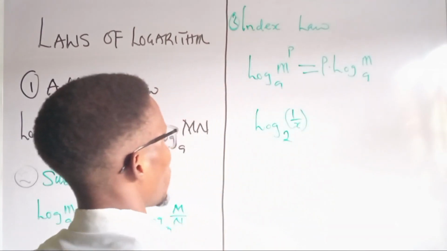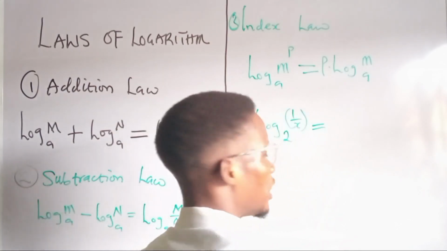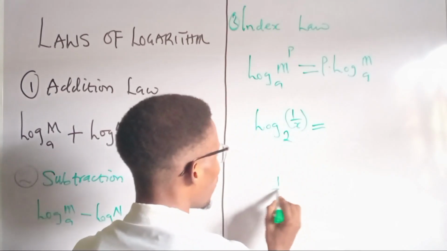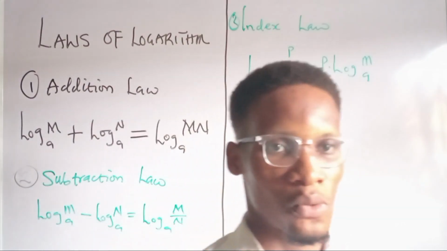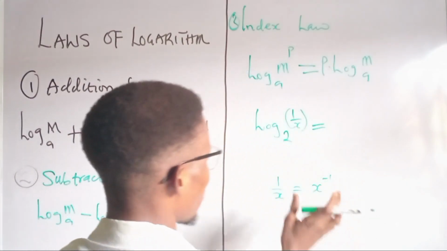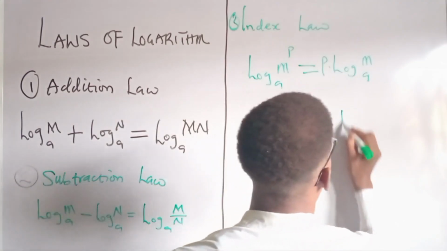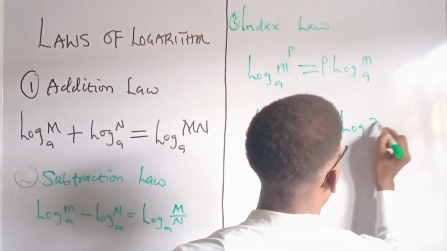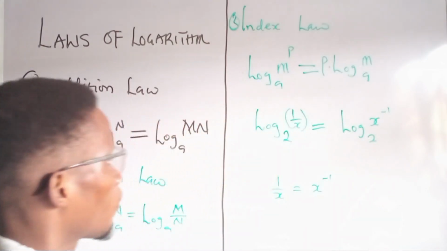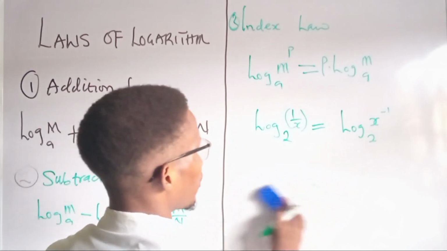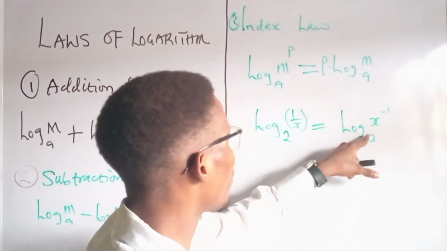What I mean is this: if you are solving this type of logarithm, you know that in indices we say 1 all over x is the same as what? X raised to the power minus 1. Okay, so transforming it to be in this form now, we can have log of x raised to the power what? Minus 1 to base what? 2. All right, so in that case now, this is already of this form. You can see it now. It's already of what? This form.